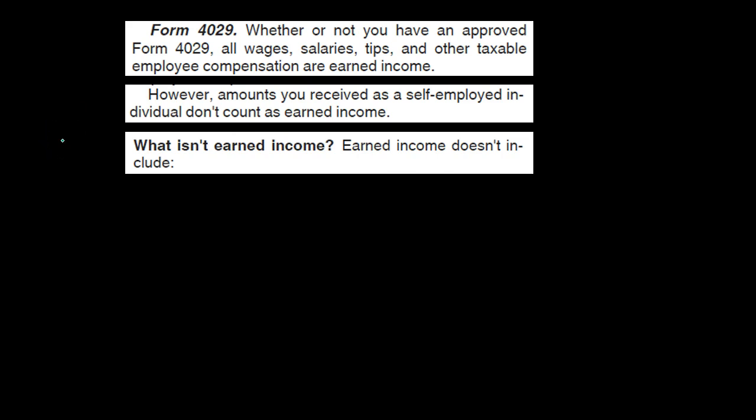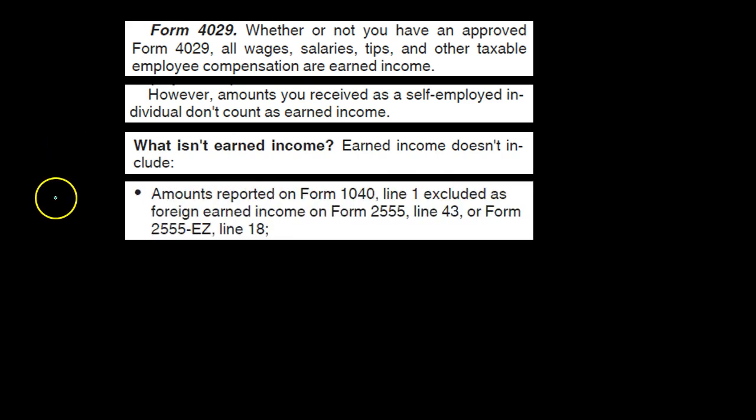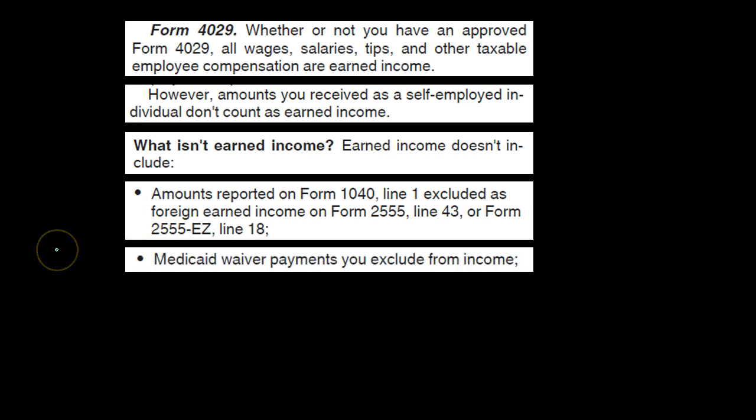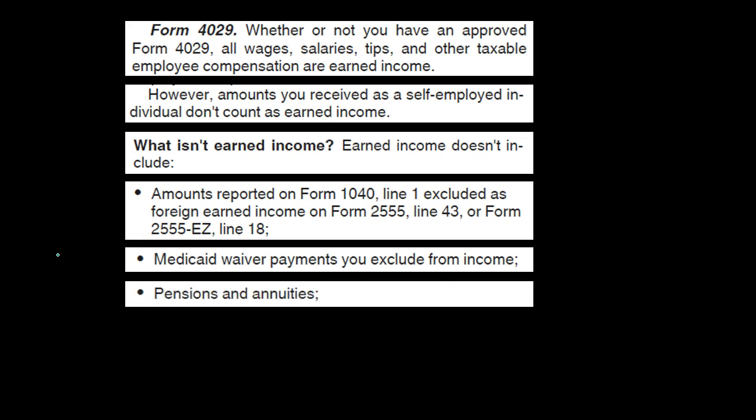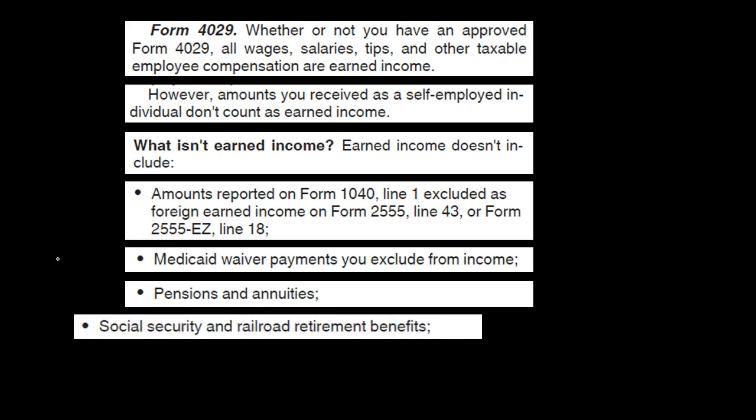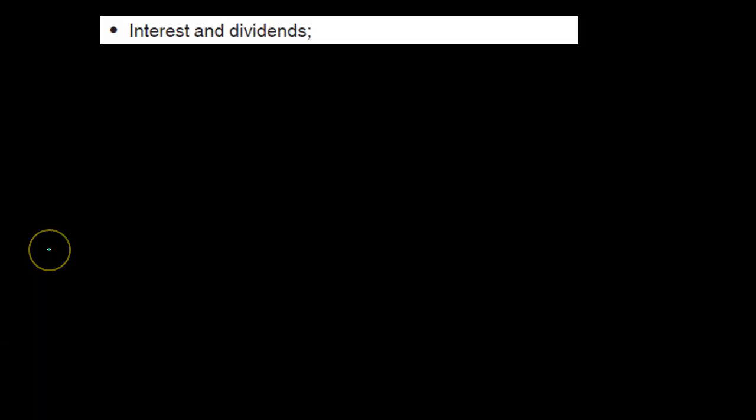What isn't earned income? Earned income isn't included in amounts reported on Form 1040 line 1 that are excluded as foreign earned income on Form 2555. And of course that kind of makes sense, because if it's foreign earned income, then it might be excluded from U.S. taxes because the point is it got taxed somewhere else, and that would typically be on Form 2555. Medicaid waiver payments you exclude from income. Again, excluded from income typically wouldn't then be included as earned income for the credit. Pension and annuities, Social Security and railroad retirement benefits, and workers' compensation.